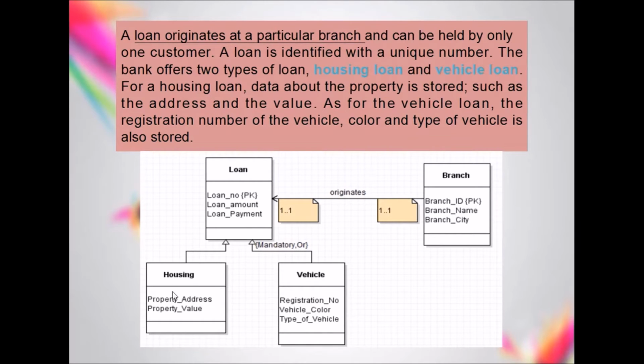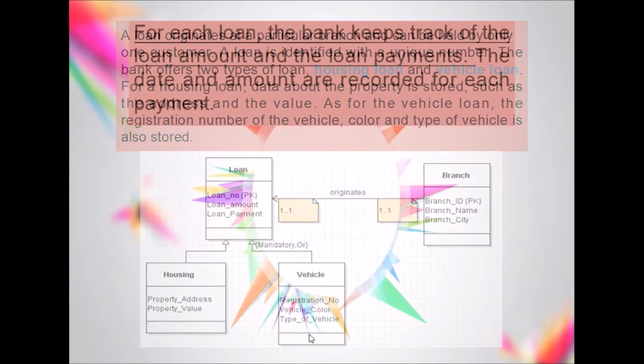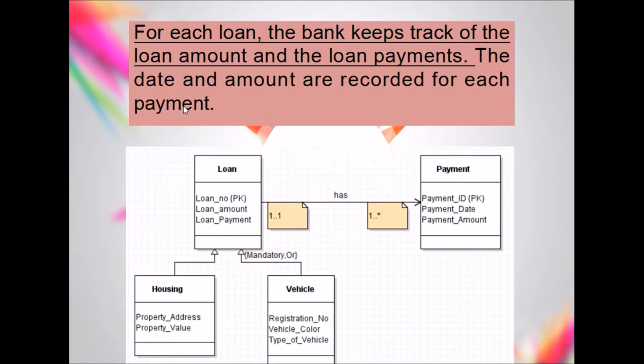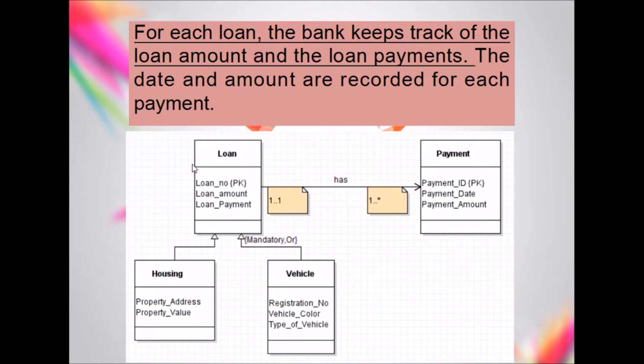Under the attributes we have property address and value. For vehicle we have register number, vehicle color and type of vehicle. For each loan, the bank keeps track of the loan amount and loan payment. The date and the amount are recorded for each payment. Okay, we can see the loan has payment, which means a loan has only one payment, but the payment can have a lot of loans. So the payment comes from a lot of loans.